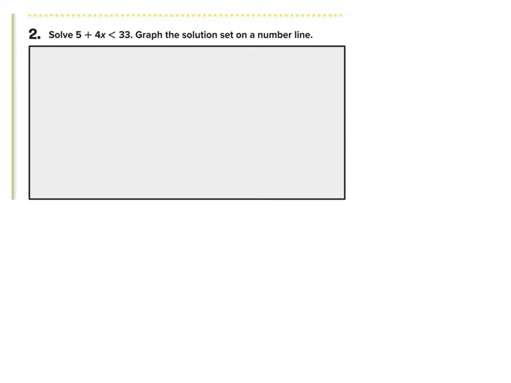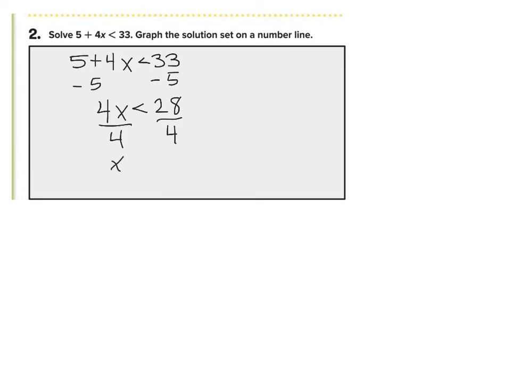Example 2, solve 5 plus 4x is less than 33. I'm going to subtract 5 on both sides of the inequality. 4x is less than 33 minus 5, which is 28. Divide both sides by 4, and I'm dividing by a positive, so I have to keep my sign the same. 4x divided by 4 is just x is less than 28 divided by 4, which is 7. So x is less than 7.